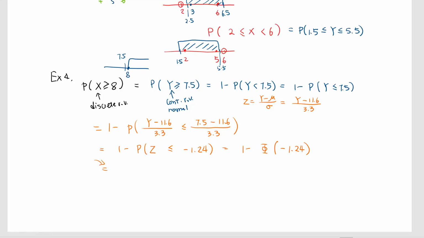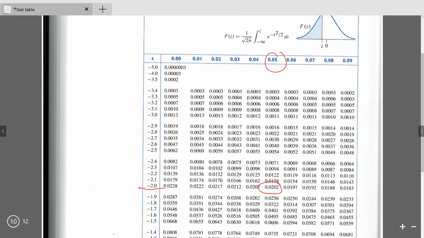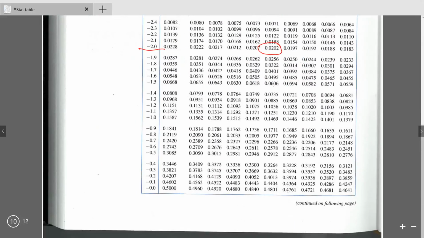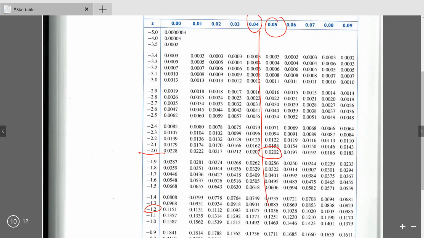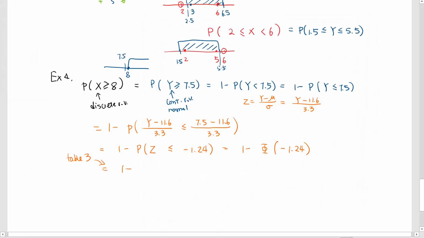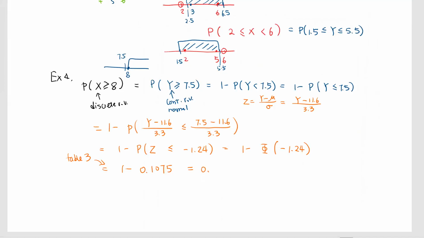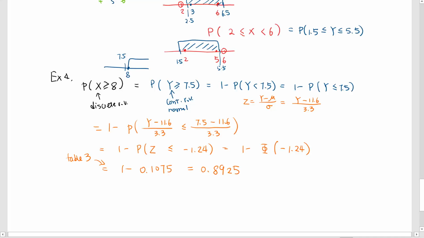All right, let's look at our table 3. So 1 minus phi of negative 1.24. Where is 4? Here. Negative 1.24 is this number, 0.1075. So 1 minus 0.1075 is 0.8925. Right, everybody? So this is our probability of x greater or equal to 8, and that finished the problem.